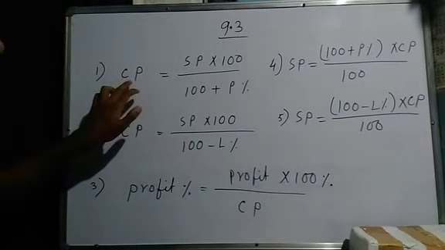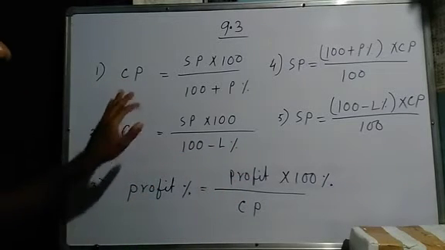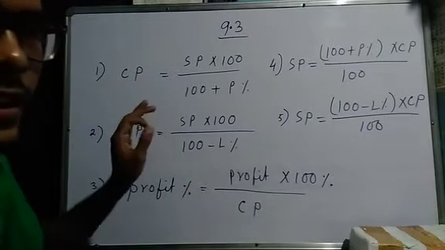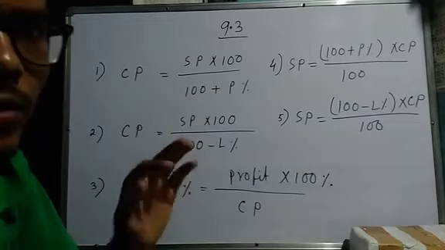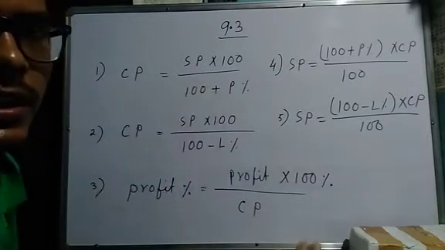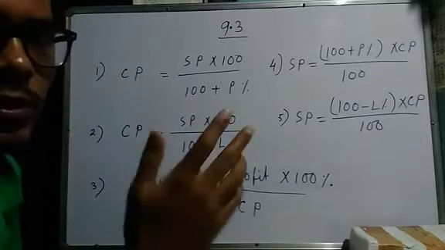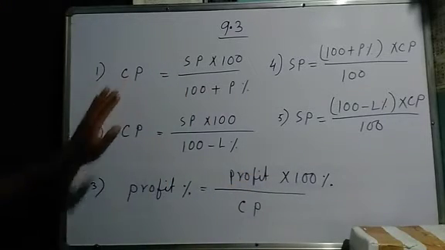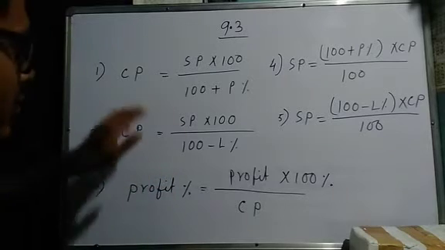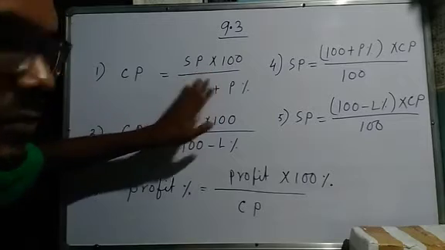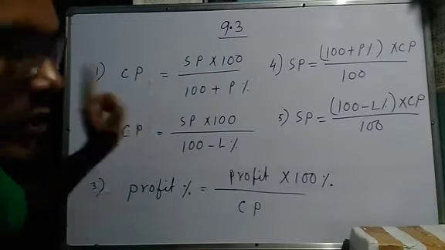CP means cost price. Cost price means the original price of a product, and SP means selling price. That means at what price the product is sold. So CP, SP. And how will we calculate cost price? These two formulas we have to use while calculating cost price.